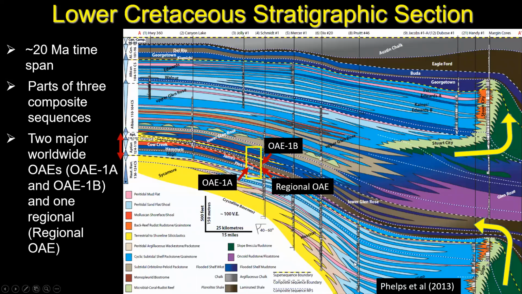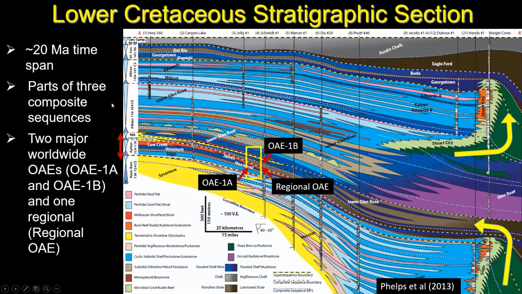Ryan Phelps and his co-authors published in AAPG in 2013 a detailed analysis of the stratigraphy of the lower into the upper Cretaceous. They also define the composite sequences for this section. These are located along the axis here. Note that these are composite sequences shown here, and they can have several third-order sequences in them.